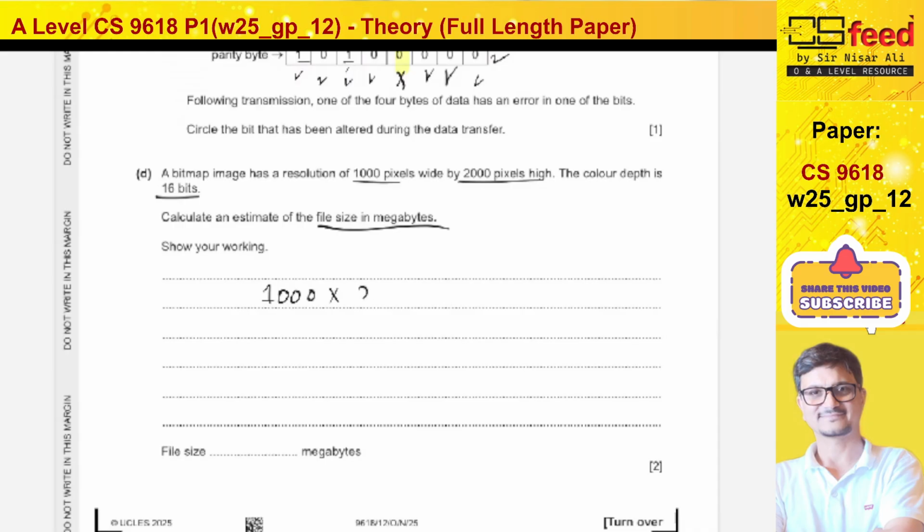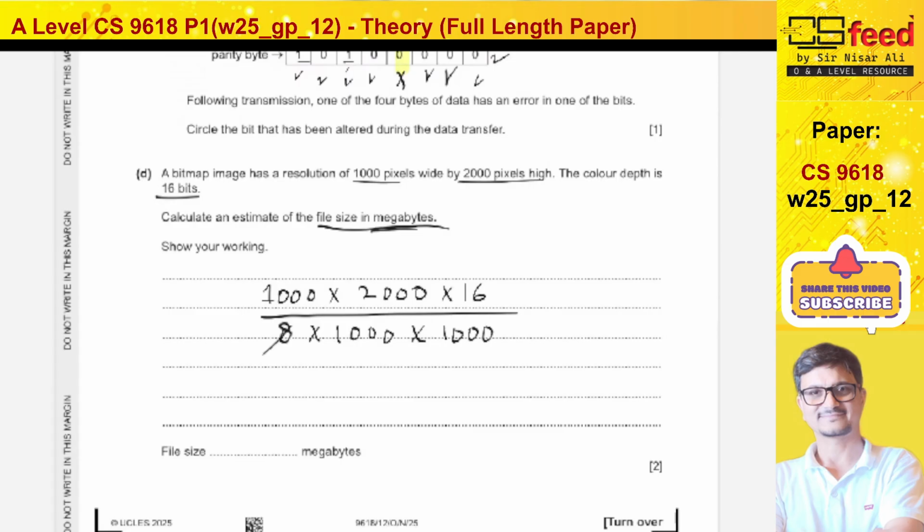So this is 1000 into 2000. So we have megabyte. When it is megabyte, it means divide by 1000. And color depth is 16 bit, so we divide it by 8 first. Then we have to calculate in megabyte. So the first division by 1000 will give us kilobyte. The second division by 1000 will give us megabyte.